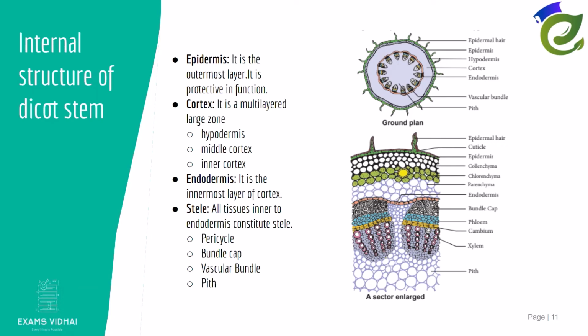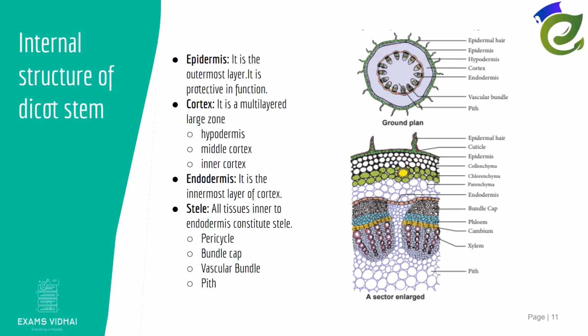It consists of a single layer of barrel-shaped cells. These cells contain starch grains, so it is called the starch sheath. Then the innermost layer of the stem is called the stele. It consists of the central part of the stem, which is inner to the endodermis. It consists of pericycle, vascular bundle, and pith.